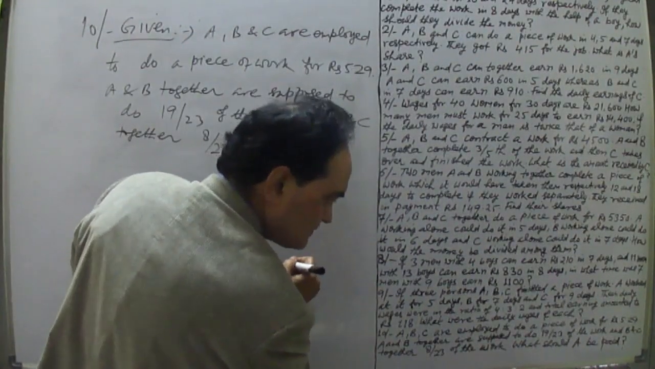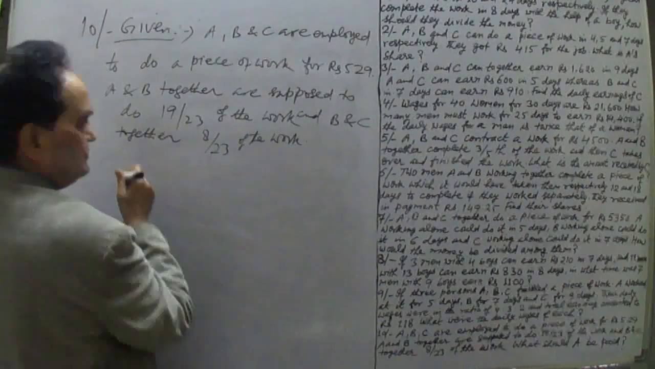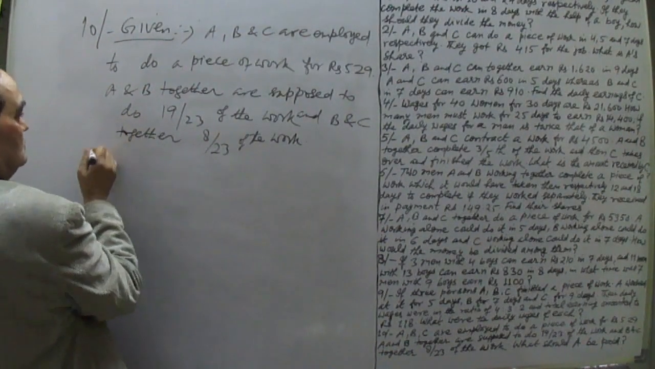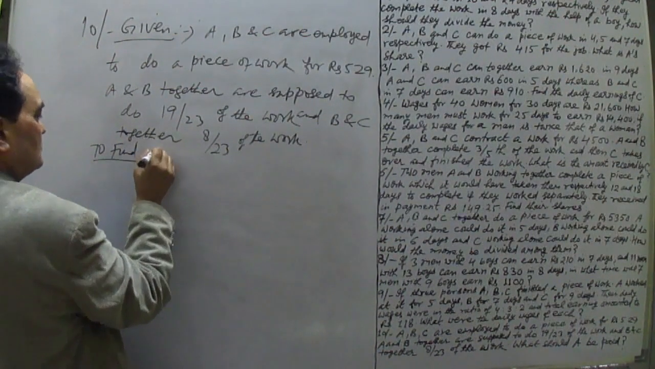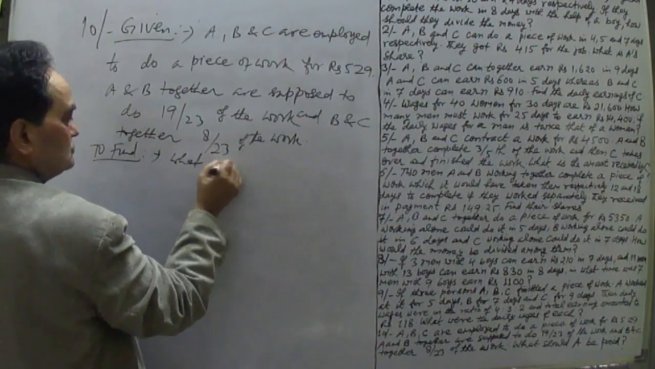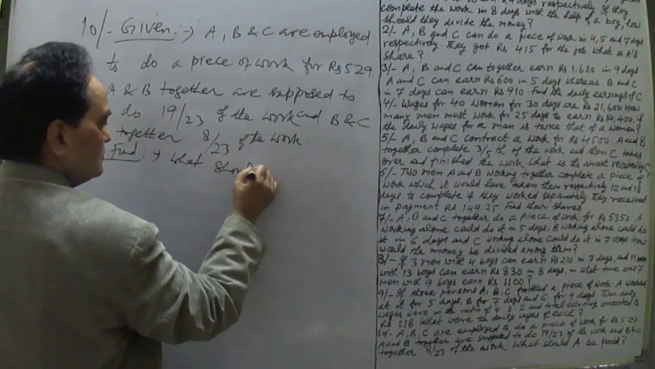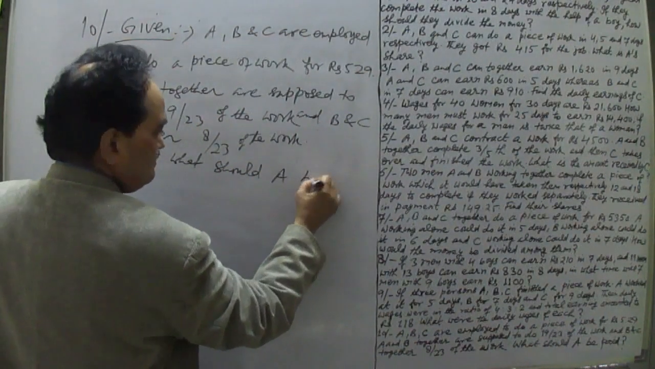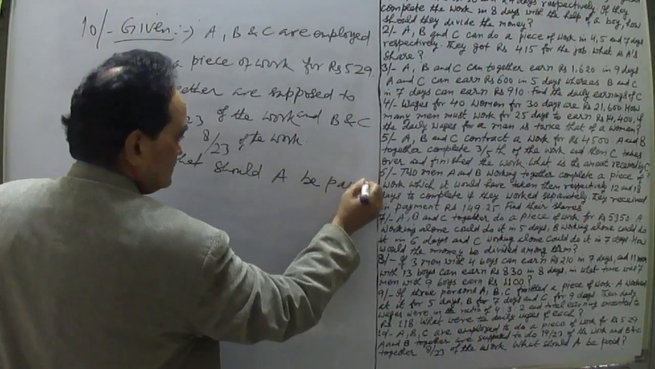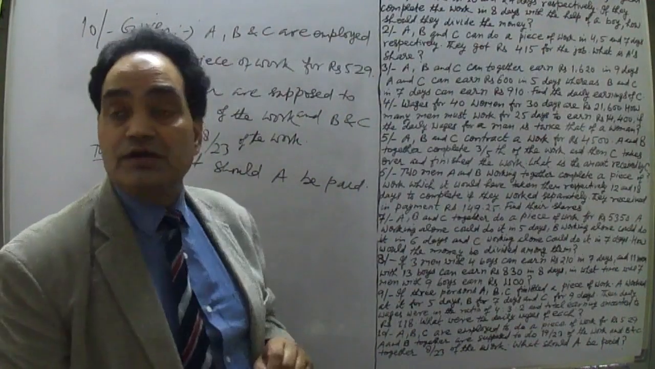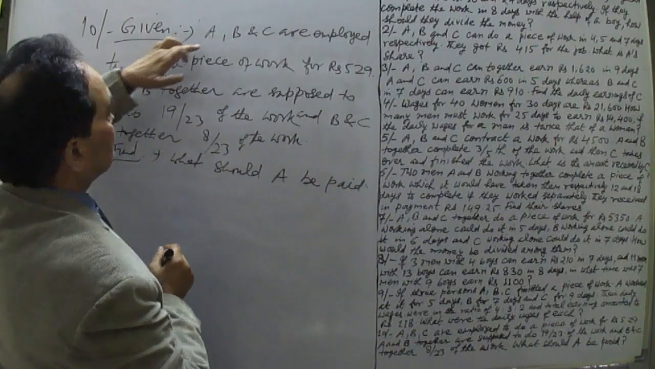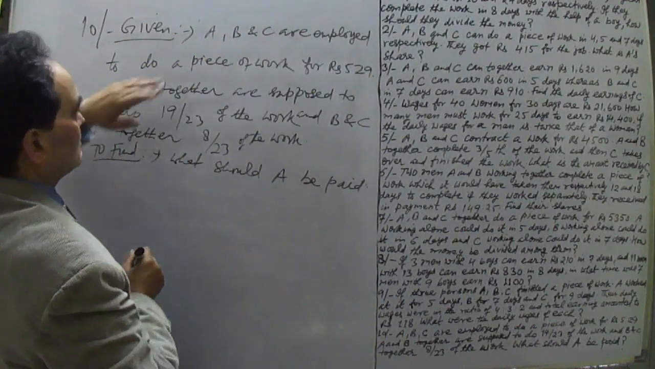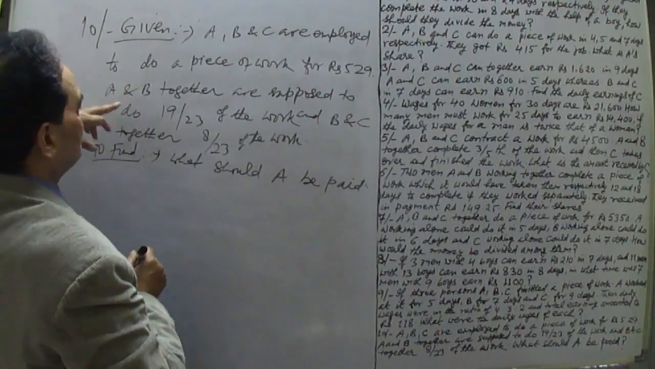To find what should A be paid, that is the point. So to find what should A be paid, first we have to find out what is the work done by A. Now here we are given that A, B and C are employed to do a piece of work for 529.